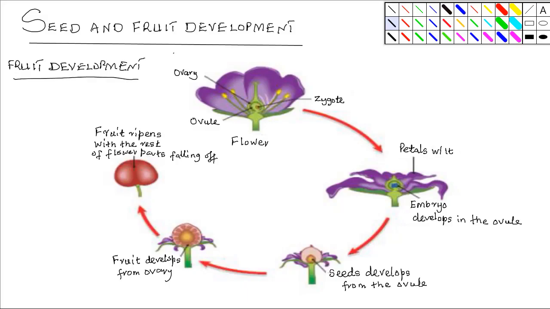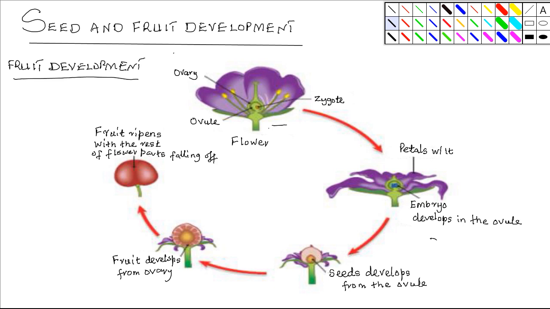After fertilization, the stamens, petals, and eventually the sepals of the flower die off and drop off. The ovules develop into seeds and are enclosed in the ovary wall, which becomes the fruit.